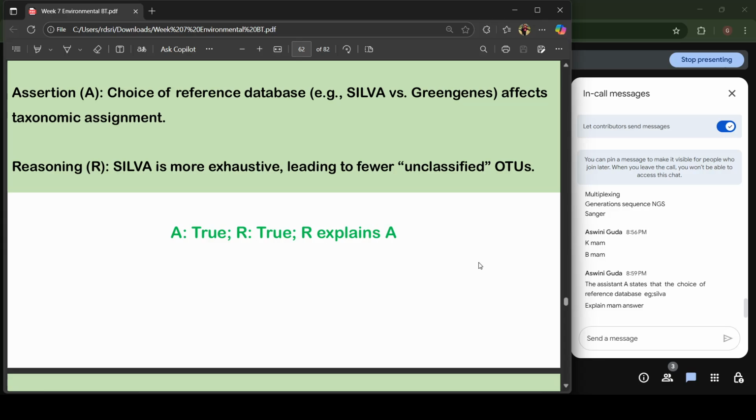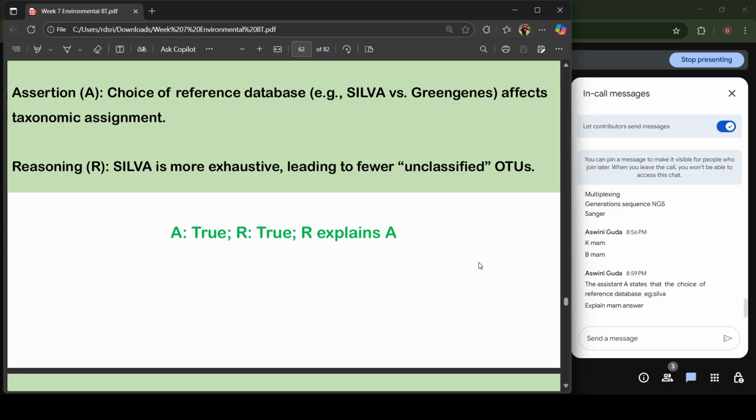So Silva is more exhaustive, leading to fewer unclassified OTUs. That is also true. So Silva is one of the databases. First of all, the reason is right. It is a more exhaustive database. More exhaustive in the sense it has a broader coverage. It is a database that has sequences of bacteria, archaea, as well as some eukaryotes also. Therefore, since it has sequences from this much diversity, it has a broader scope compared to other databases.